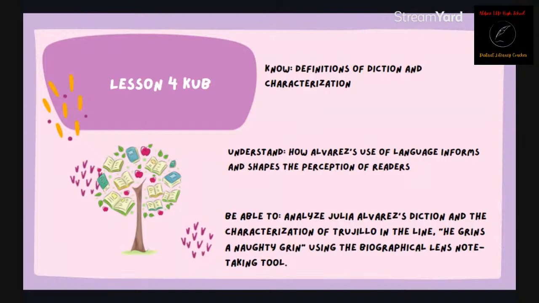Our CUB for this lesson, I think that number is wrong. Students will know definitions of diction and characterization, understand how Alvarez's use of language informs and shapes the perception of readers, and be able to analyze Julia Alvarez's diction and the characterization of Trujillo in the line, "He grins a naughty grin," using the biographical lens note taking tool. Yeah, that should be lesson 6 CUB.